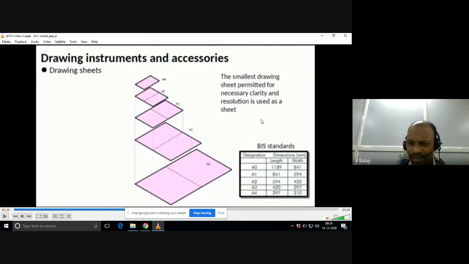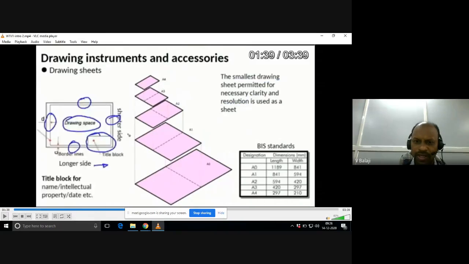These are the basic assumptions while preparing all the drawing sheets. That is none of our business, but we should know which drawing sheet we need to use. And once again, I am showing you here the drawing space at the center of the drawing sheet, and border lines, and there is a title block, and this is the longest side. The drawing sheet is something like a rectangular block only, right? It has a longer side and a shorter side.